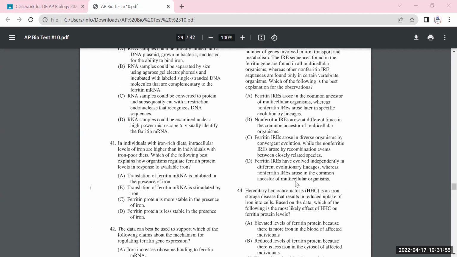I think that your ferritin, the translation portion is the part that is being affected, right? So 41 will be B. Translation of ferritin is stimulated by iron.